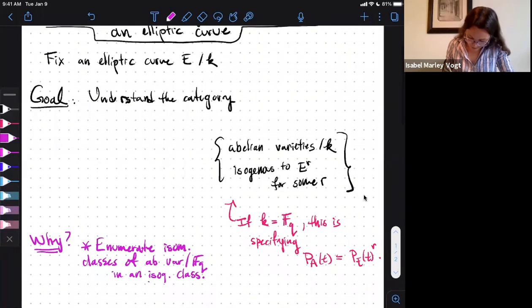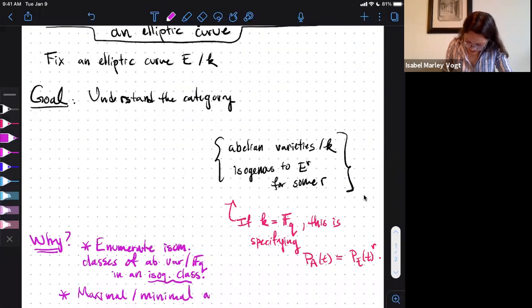And then you have to ask what sort of isogeny classes you might care about, and you might care about maximal or minimal abelian varieties, in which case you care about abelian varieties that are isogenous to a power of a supersingular elliptic curve. So I think we can agree that this is a category that we'd like to understand.